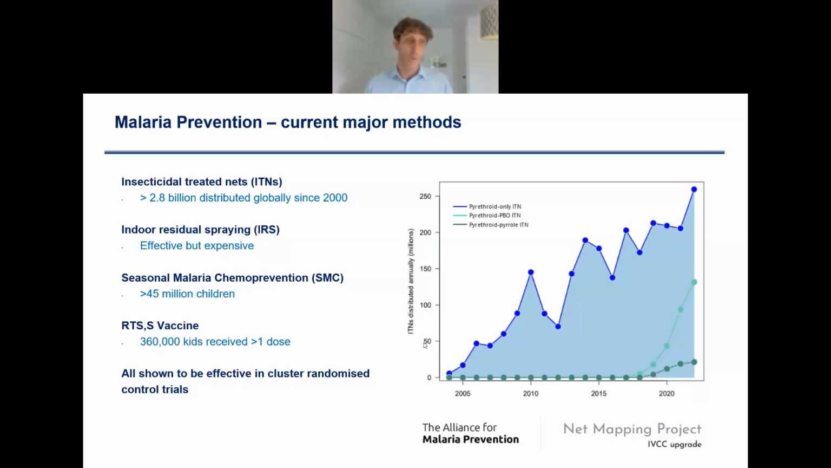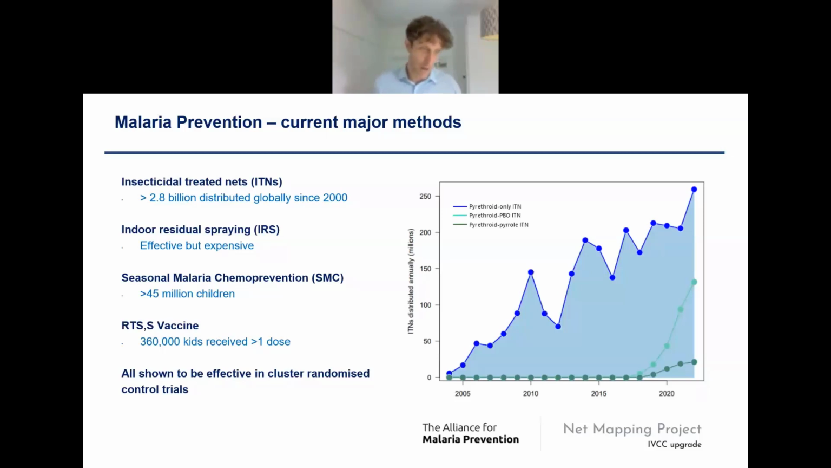We also have indoor residual spraying, which is very effective but quite expensive. There they spray insecticide on the sides of walls. We have seasonal malaria chemoprevention, where we give children drugs a number of times during the transmission season in areas of seasonal transmission, and that reduces disease burden. And that's the main thing we've had to date for controlling the disease.